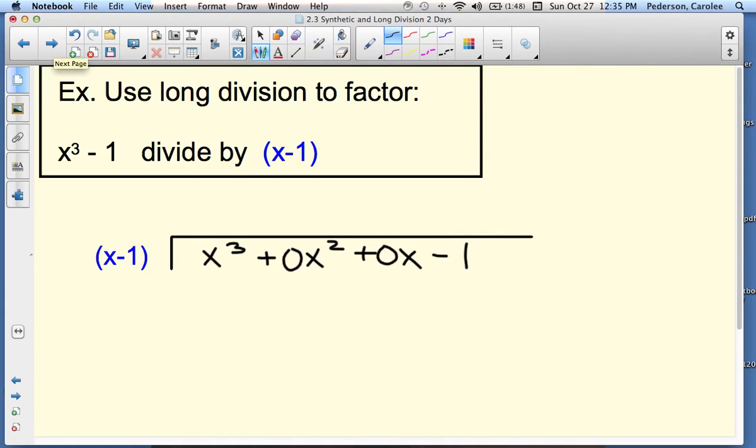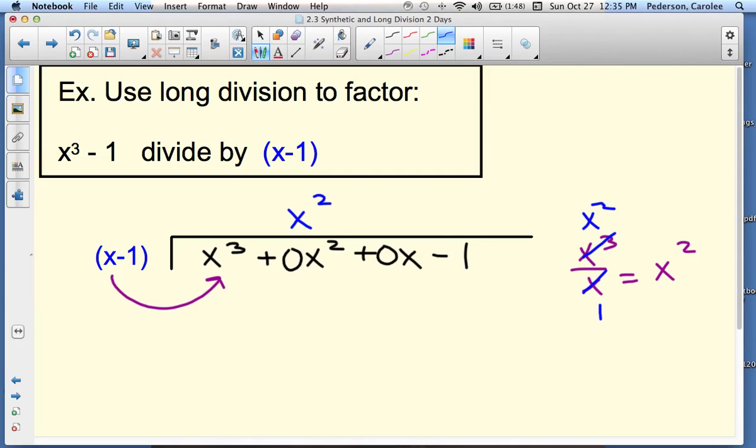Now we do our long division. How many times does x divide into x cubed? So x cubed divided by x is x squared. The reason why is you divide this one by an x, you divide this one by an x, and we're left with x squared over 1. So that x squared is going to go up on top.